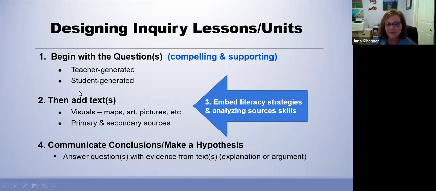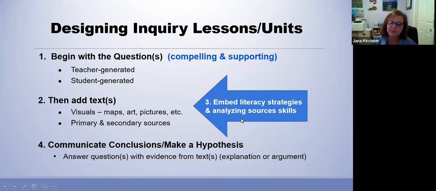But we know as teachers, they don't automatically have the skills, like my non-example of what I did with that primary source. They don't automatically have the skills to be able to do that by themselves. So I put number 3 over to the side because I think 2 and 3 go hand in hand. Along the way, you've got to embed those things that you know are good practice literacy strategies, and teach them how to analyze those sources.